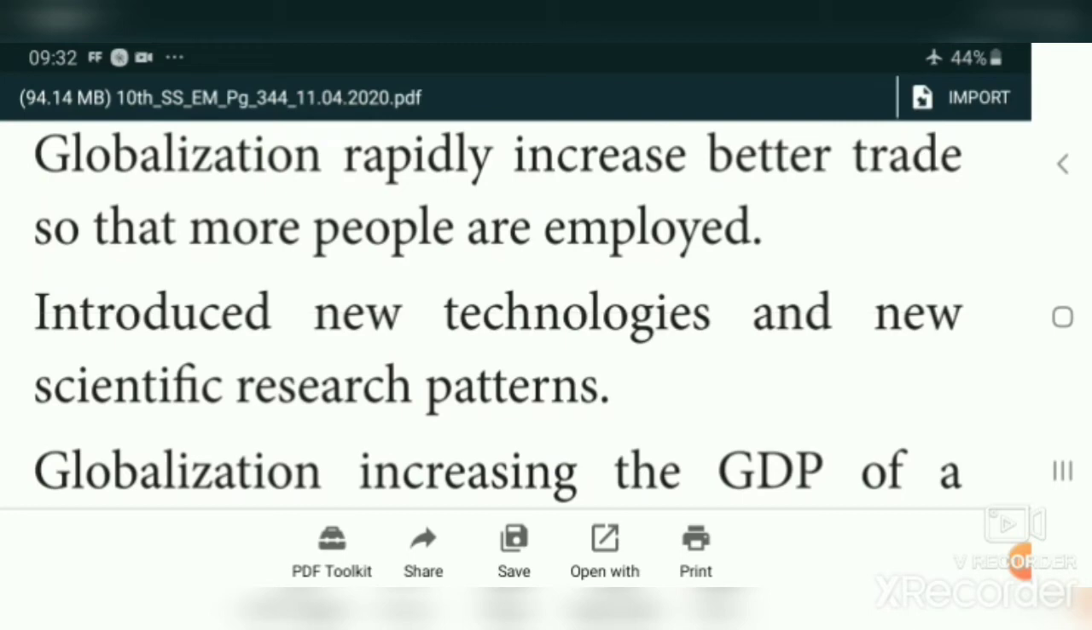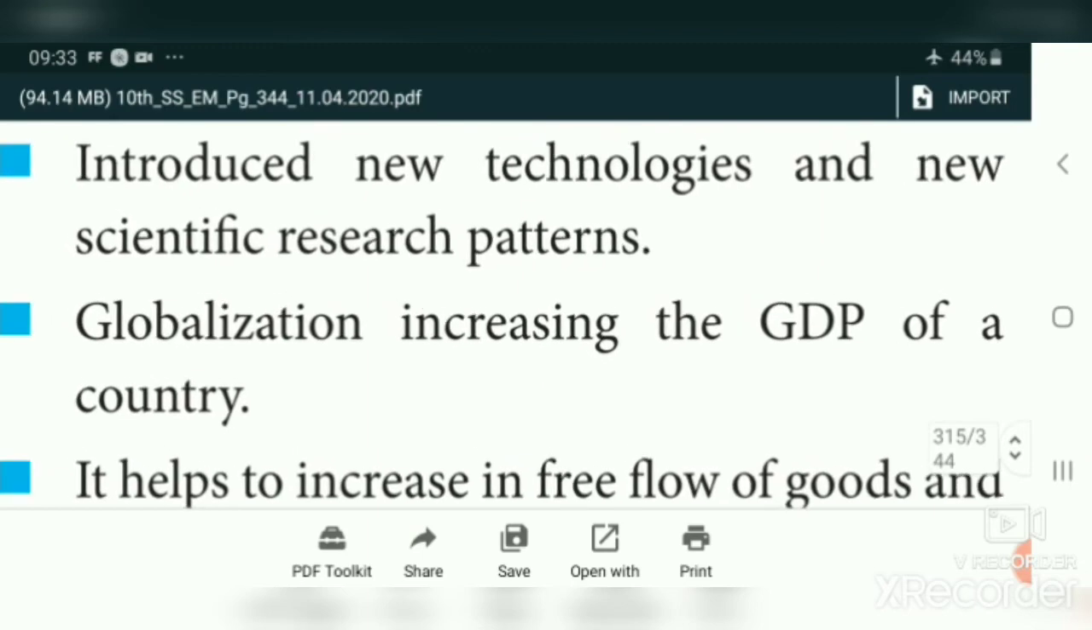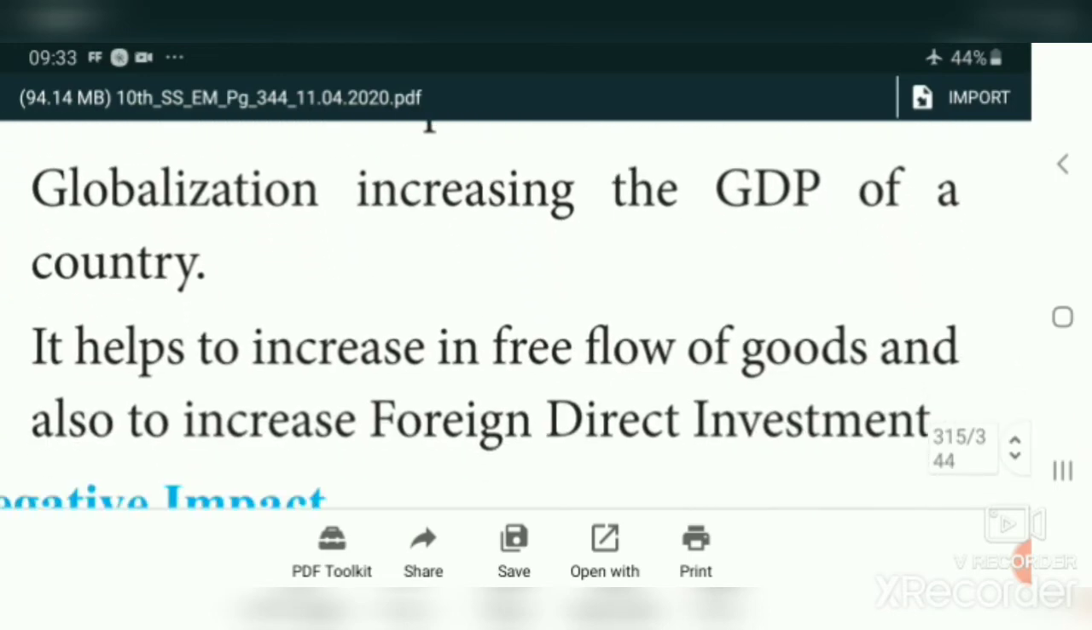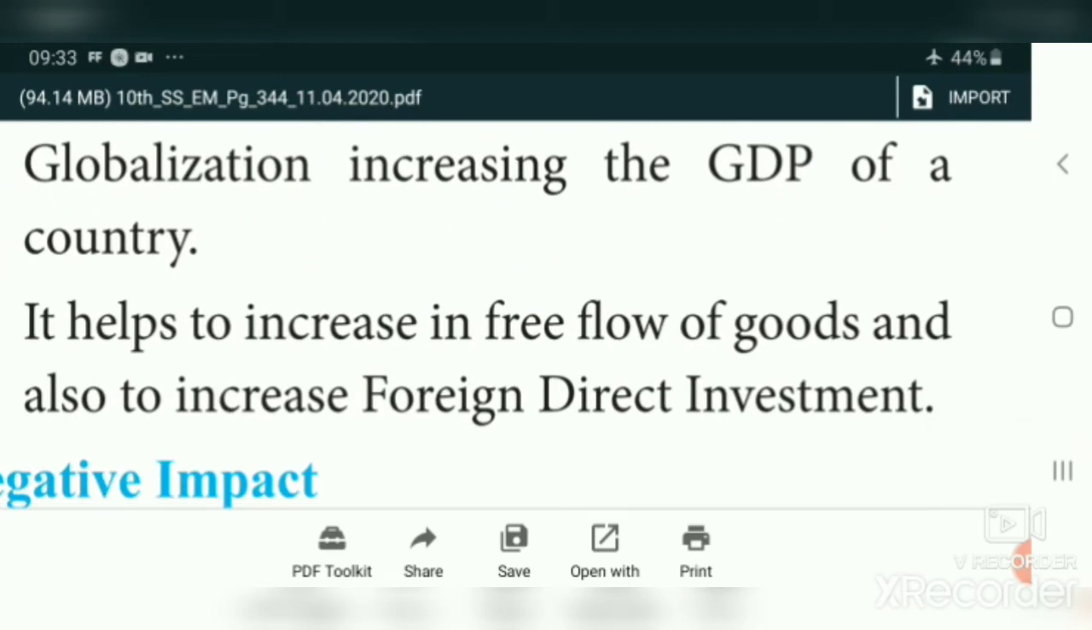Globalization rapidly increased trade so that more people are employed. That means it increased the trading activity so that more people can get job opportunities. It introduced new technologies and new scientific research patterns. It introduced new advanced technological methods and scientific research patterns. Globalization increases the GDP of a country. It increases the national income of a country. It helps to increase the free flow of goods and services and to increase foreign direct investment. Because of the free flow of goods from one country to another country, we can earn foreign exchange resources.